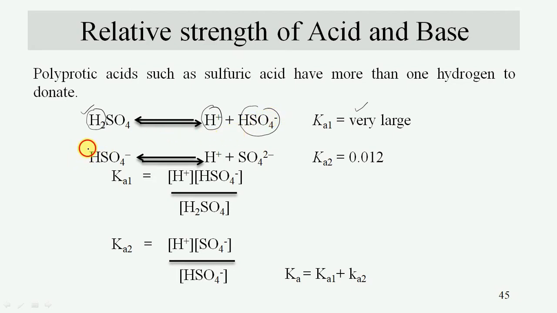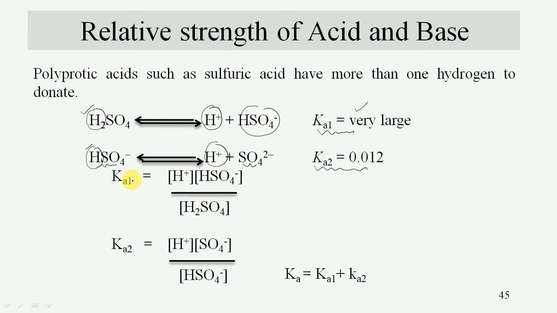In the second step, the second hydrogen will get dissociated out to form the H+ ion and sulfate ion. In this case the value of the dissociation constant, that is Ka2, is equal to 0.012. In the second step, the ion HSO4- is ionized to a lesser extent. So the value of this dissociation constant is lesser in case of step number 2, while in step number 1 it is very high due to the complete ionization in step number 1 as compared to step number 2.